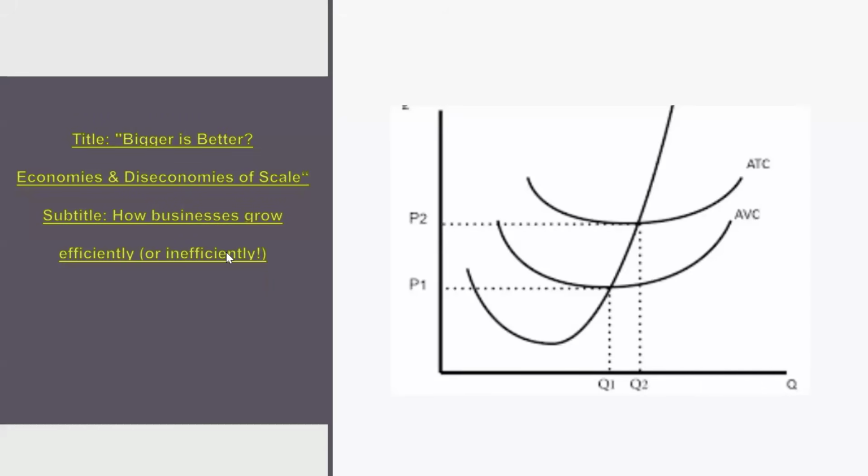Now we're going to look at economies of scale, which is bigger, better. Let's find out about growth and what happens when you grow efficiently or inefficiently.